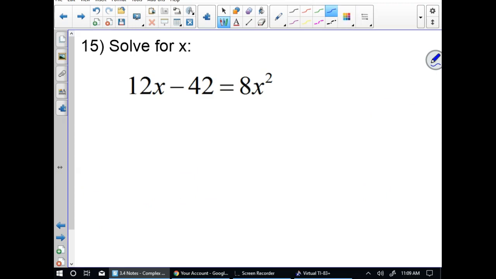All right, now this time, let's just go ahead and divide by a greatest common factor. What number could I divide all those by? 4? Does 4 go into 42? No. 2. So we could divide everything by 2. Alright, so we'll get 6x minus 21 equals 4x squared. And then move everything to one side. Or you can move everything to one side first. Doesn't matter. So you've got 0 equals 4x squared minus 6x plus 21.